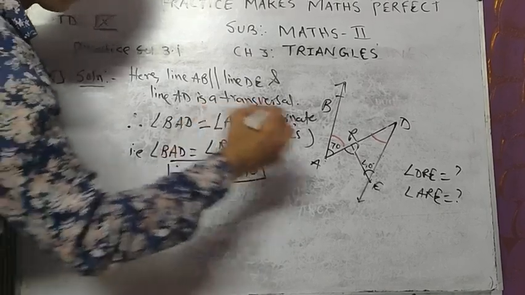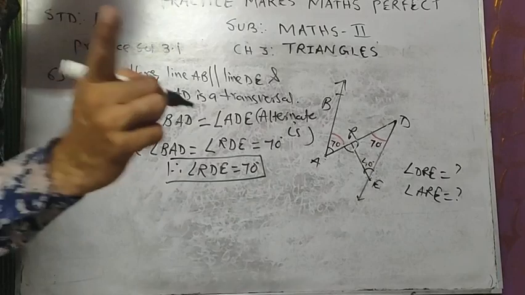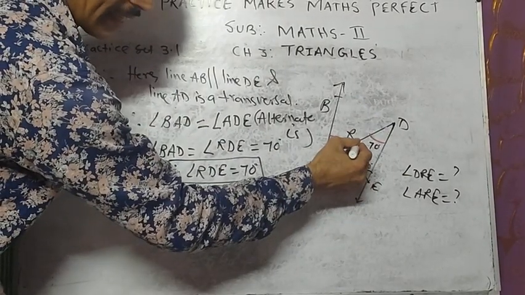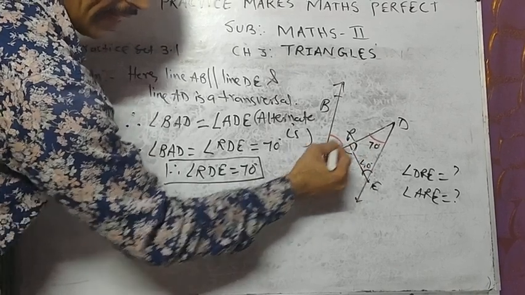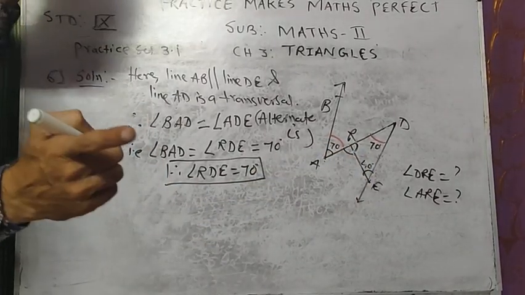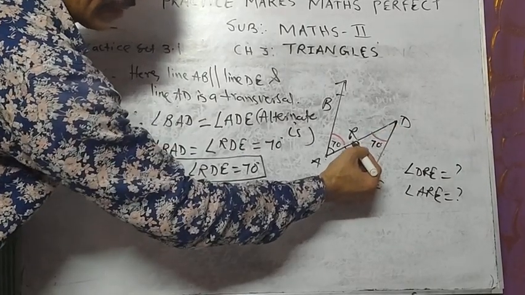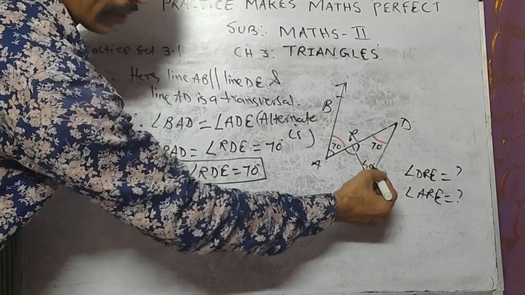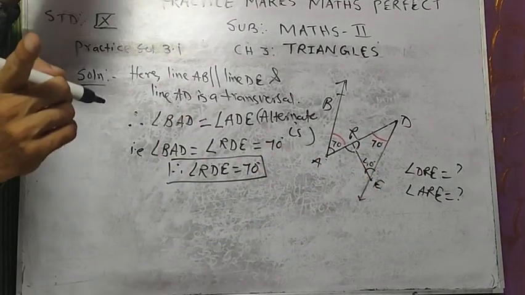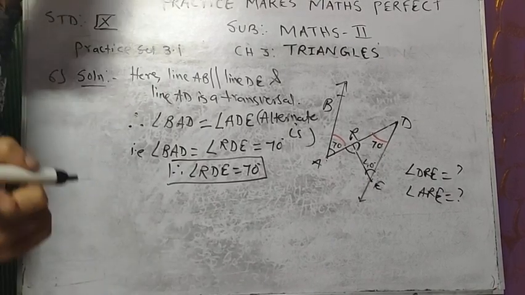Okay, but we don't want RDE, we want DRE. We want this angle DRE and ARE. So for that, you know what to do. It is very easy. You will consider this triangle DRE. You know, the sum of the measures of three angles is 180 degrees. This you know, the concept is very clear for you.